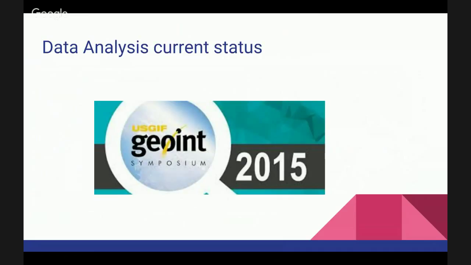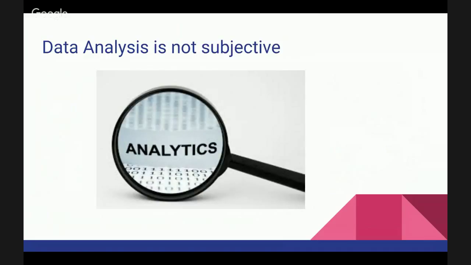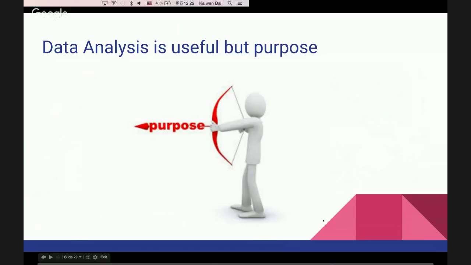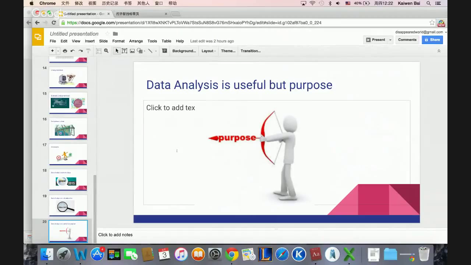The JIGR unit is the largest company for data analysis in 2015. And data analysis is also subjective, as I have already mentioned. Because of the premise, data analysis may be wrong, but it might be useful for the future.